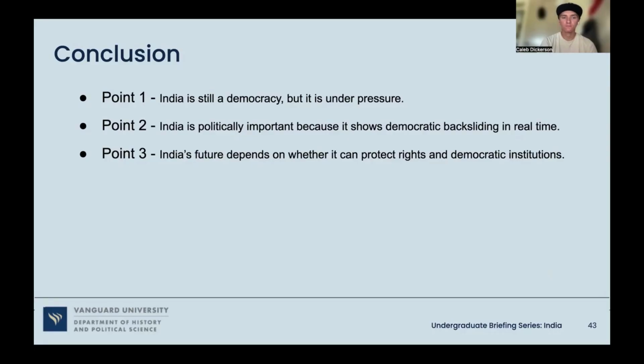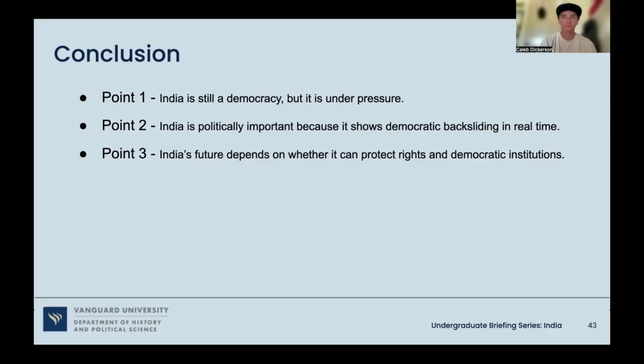Again, I'm going to talk about where we went, with the United States at the top, and we have India, with China being fully authoritarian, and us, the United States, being more democratic as a government. So our three main conclusions are this. First, India is definitely still a democracy, but it's under a lot of pressure. It's not a full democracy. It's not authoritarian. It fits right in that middle.